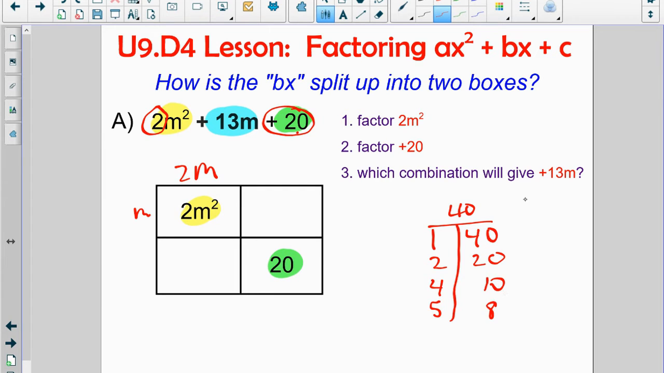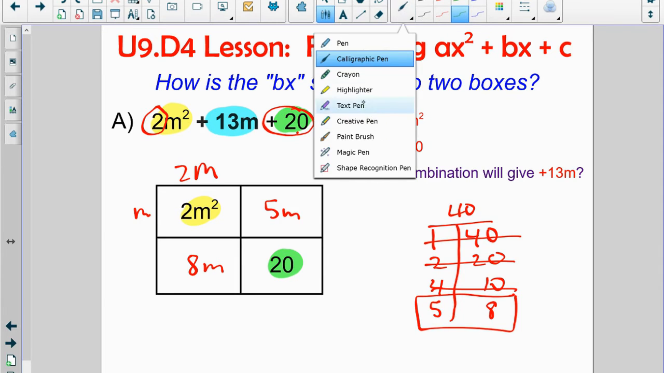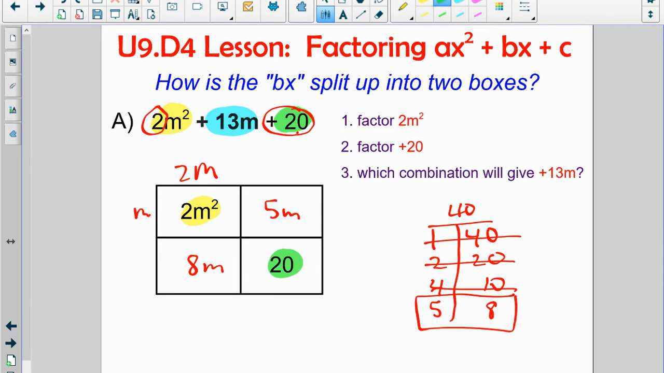Now, which of these has a sum equal to 13? In other words, which ones add up to 13? Looks like it's going to be the last ones, 5 and 8. Now, this actually means that I'm going to get 5m in one box and 8m in the other box. And we kind of work backwards from here. So we think about, let me use my highlighter, how could we multiply to get 5m? It's when we multiply those two parts in green together.